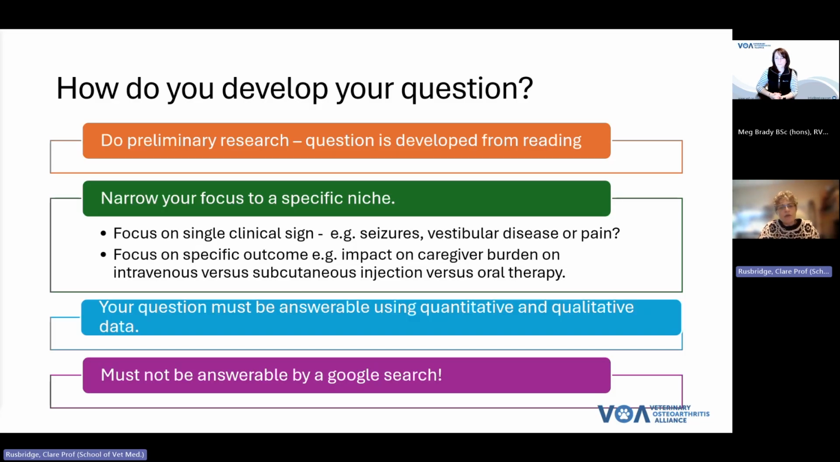And finally, you mustn't be able to answer it by a Google search or a ChatGPT search, I suppose. So going back to the early neutering, if you put that in, is early neutering associated with an increased risk of osteoarthritis? Well, it would come up with some data on that because they have already been studied. So you need to be refining that question somehow.